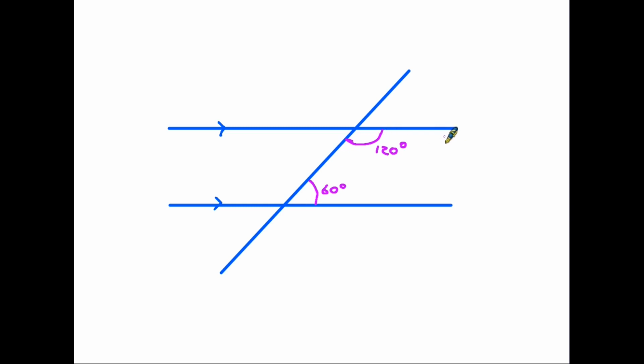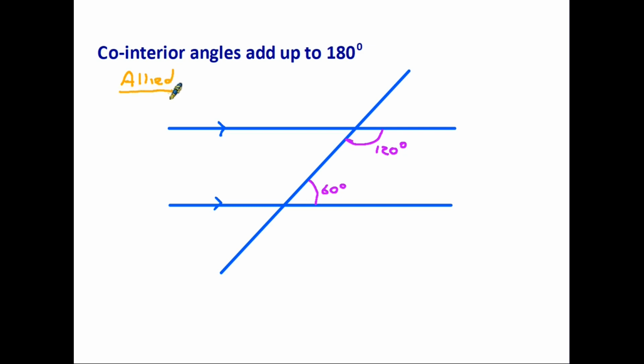Sometimes it's called a C shape, and if we look at the two angles, they add up once again to 180 degrees. This gives us another rule. These angles are called co-interior angles, and there is your rule. Co-interior angles add up to 180 degrees. What is a little bit confusing about this is that they actually do have another name, and they are sometimes known as allied angles. They are exactly the same thing, 180 degrees in total.